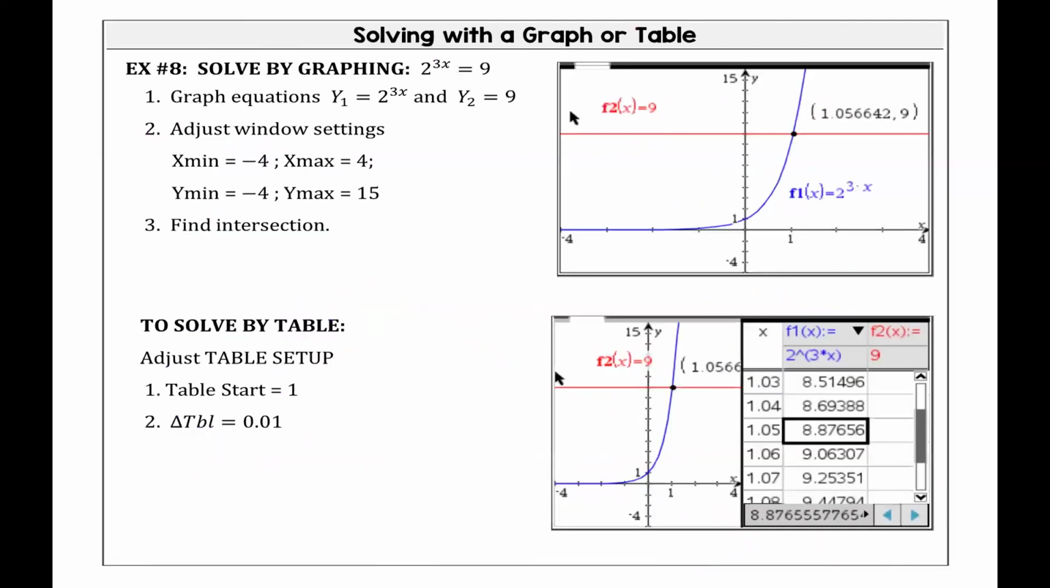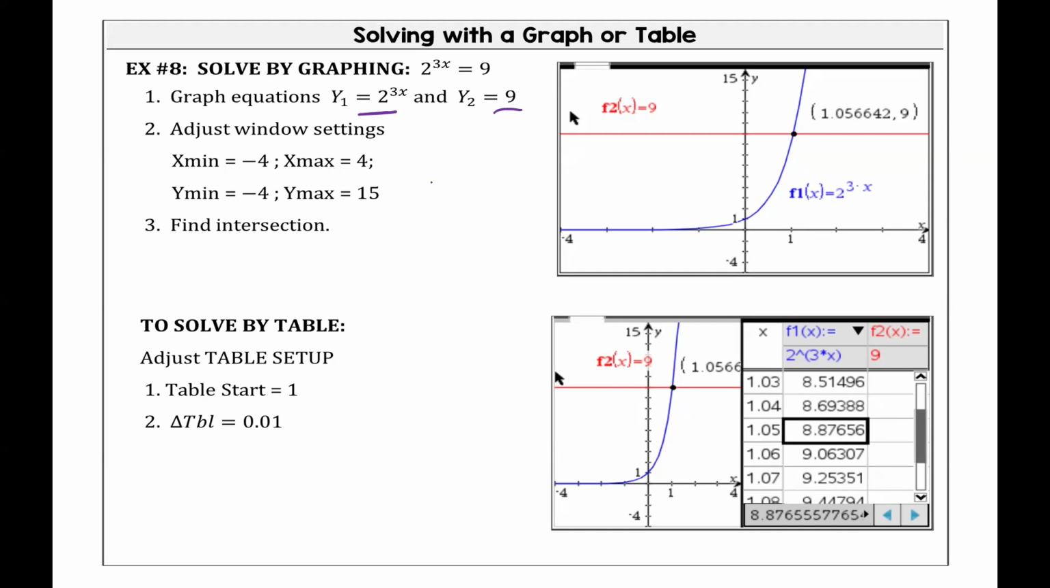The last part of this section is to talk about how to put this in the calculator. Now, if you have a calculator, it kind of makes things super duper easy. To solve by graphing, all you're doing is using your graphing section. You're going to put the left side in as your y1. You're going to put the right side in as your y2. And then you're just going to adjust your window.